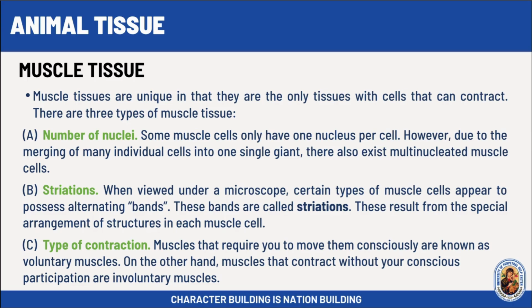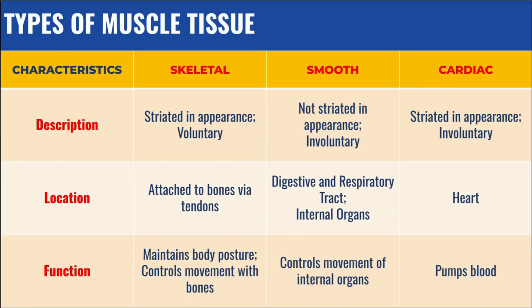Yung pag-iiba-iba ng mga bands na yun are the striations. Now, the type of contraction naman is how the muscle moves, and the number of nuclei is self-explanatory. So, this is a table of different kinds of muscle tissue. We have the skeletal, the smooth, and the cardiac muscle tissue.